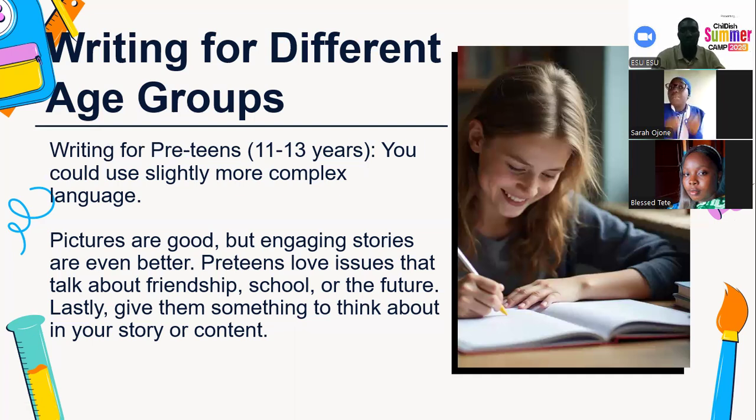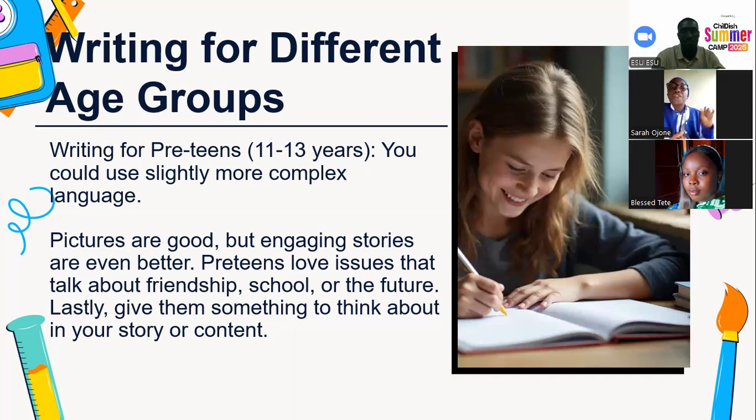Now, pictures are good for teaching, okay? But engaging stories are even better. If you tell them a story, they want to listen to a story more than looking at a picture. Why? Because their mind is more advanced, right? Their learning process is even better.